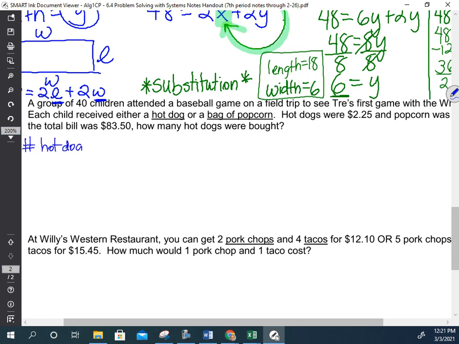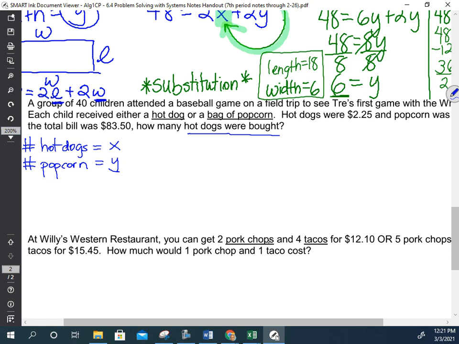So we have number of hot dogs, so that's what they want us to get. But we also don't know how much popcorn we got. So there's always two things missing. They may not want the other one, but we still need both in order to solve the problem. So make one of them X and one of them Y. So we read it, we identify what's missing.